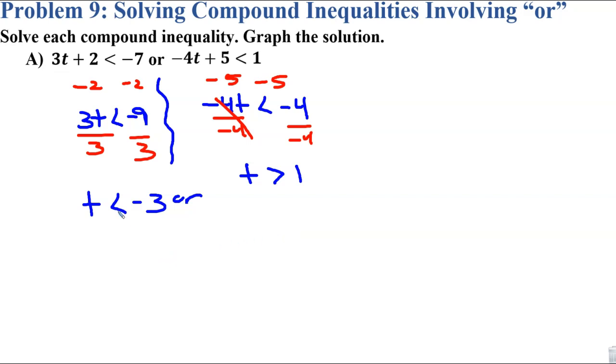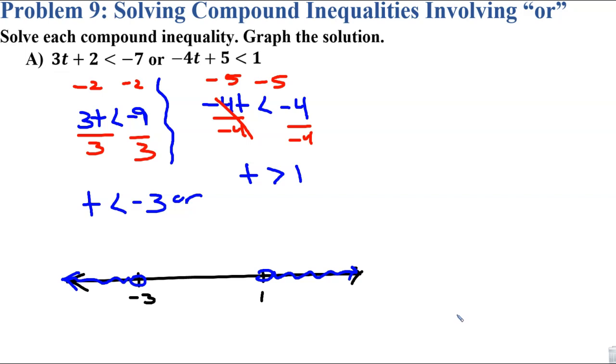So in total, we have t is less than -3 or t is greater than 1. Let's graph that out. We've got -3 and 1 for endpoints. Okay, t is greater than 1, so we'll go open circle, shade everything above the 1. Or we have t is less than -3, open circle, and shade everything below the -3. All right, so there's my solution to that compound inequality, all graphed out.